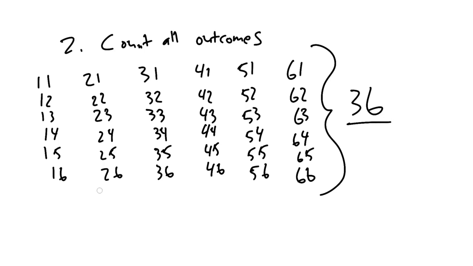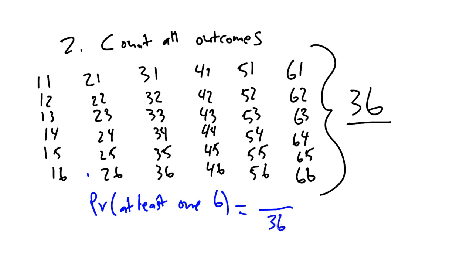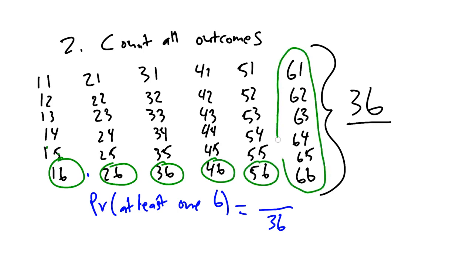Now, if I want to figure out what is the probability of at least one 6 coming up, all I have to do, since each of these is equally likely, is take the number of outcomes that have at least one 6 and divide it by 36. So the question is, how many have at least one 6? And the answer is, I have got that one, that one, that one, that one, that one, and all those, right? Those are all of the outcomes that have at least one 6, and if you count them, you will see there is 11 of them, not 10.